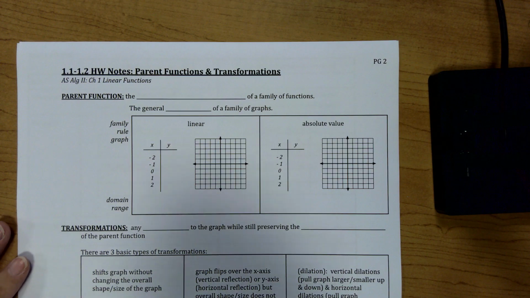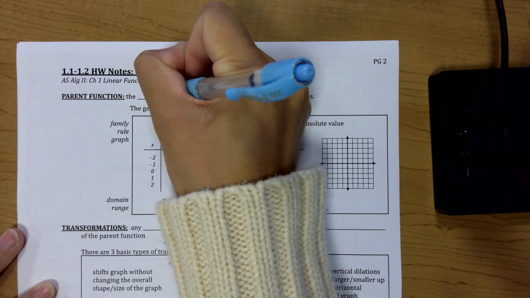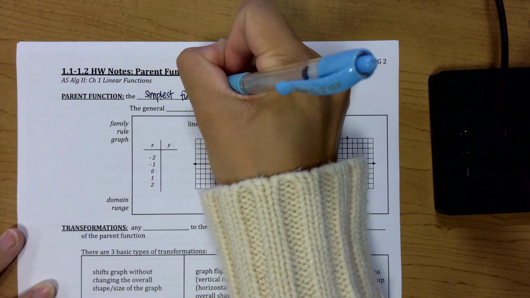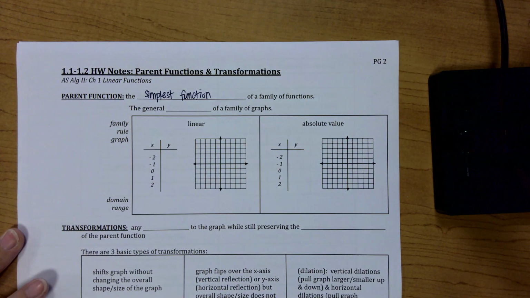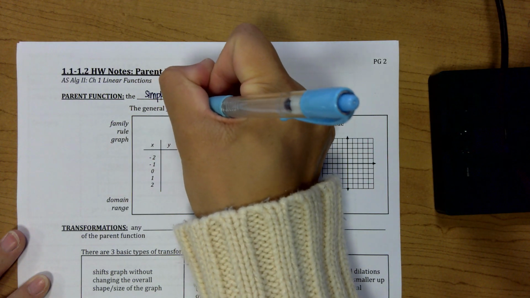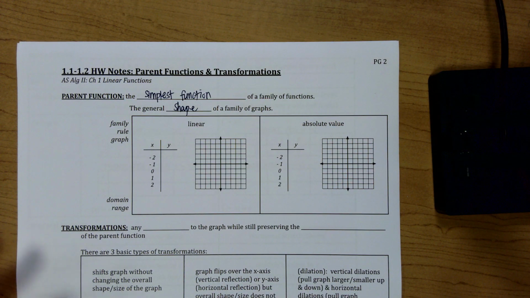So a parent function is the simplest function of a family of functions and the general shape of a family of graphs. Okay, so a parent function gives you the shape of everything that could happen to these graphs.